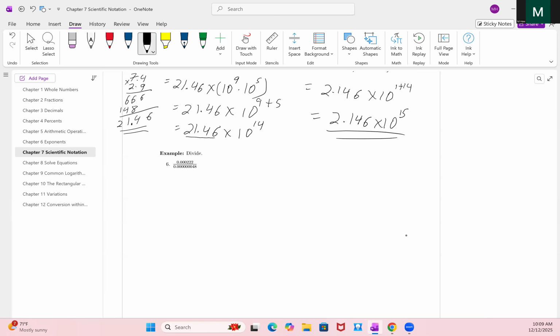We want to divide. So change the numbers into scientific notation. The decimal needs to be between the first 2 and the second 2 in the numerator. Because we move the decimal to the right, how many places? 1, 2, 3, 4 places. This is 10 to the power of negative 4 over. We move the decimal between 4 and 8, times 10 to the power of negative.